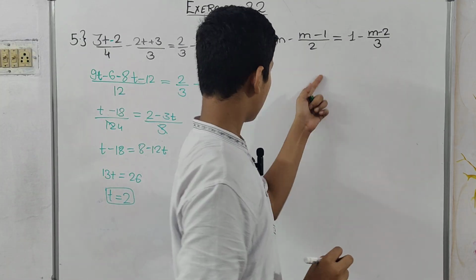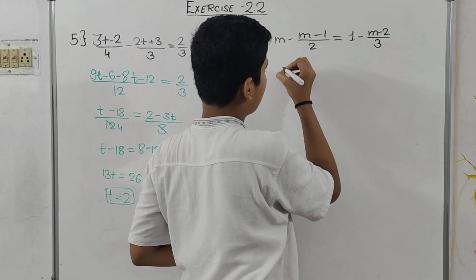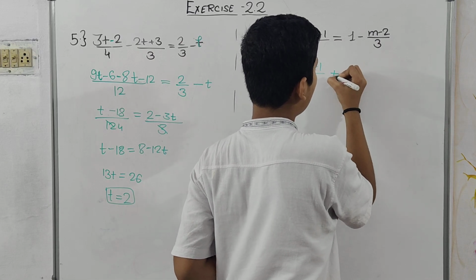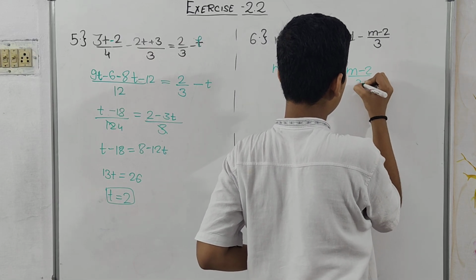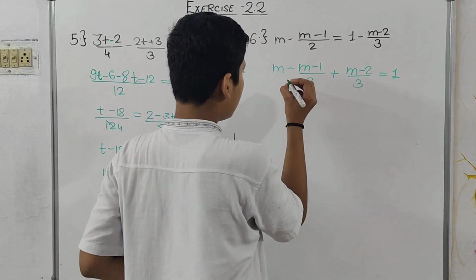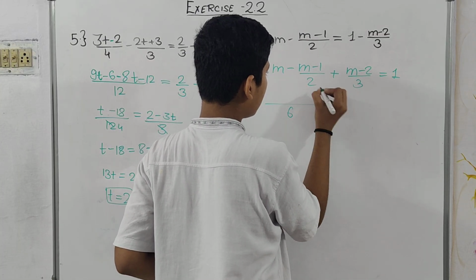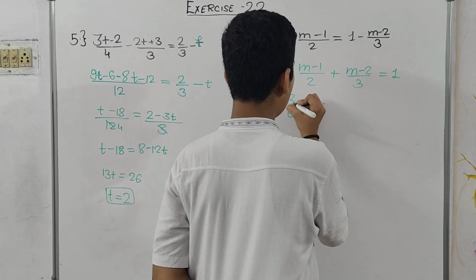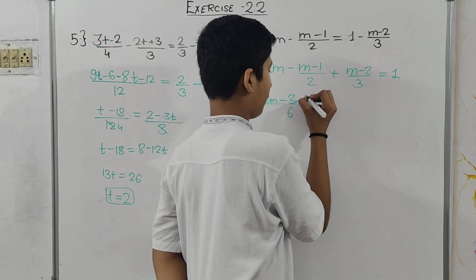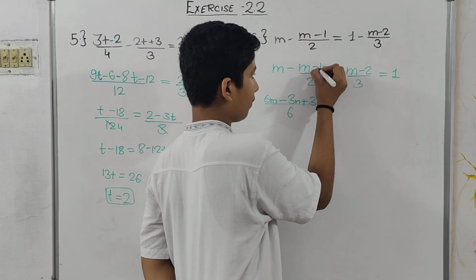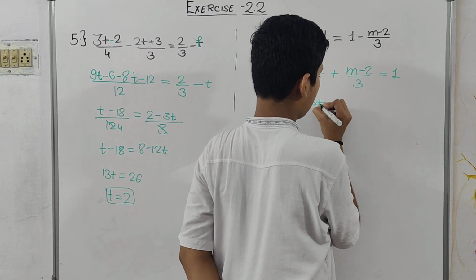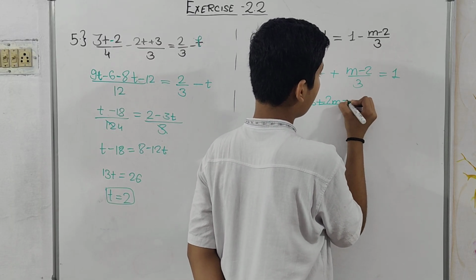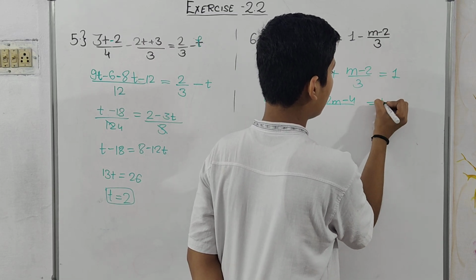This was a longer question. Now this one. This m will come this side. m minus 1 by 2 plus m minus 2 by 3 equals 1. Now we take LCM, which will be 6. So this will be 6m minus 3m. This will be 2 3s, so 3m minus 3. I mean plus 3 because minus will become plus. Plus 3 2s are 6. So 2m minus 4 will be equal to 1.